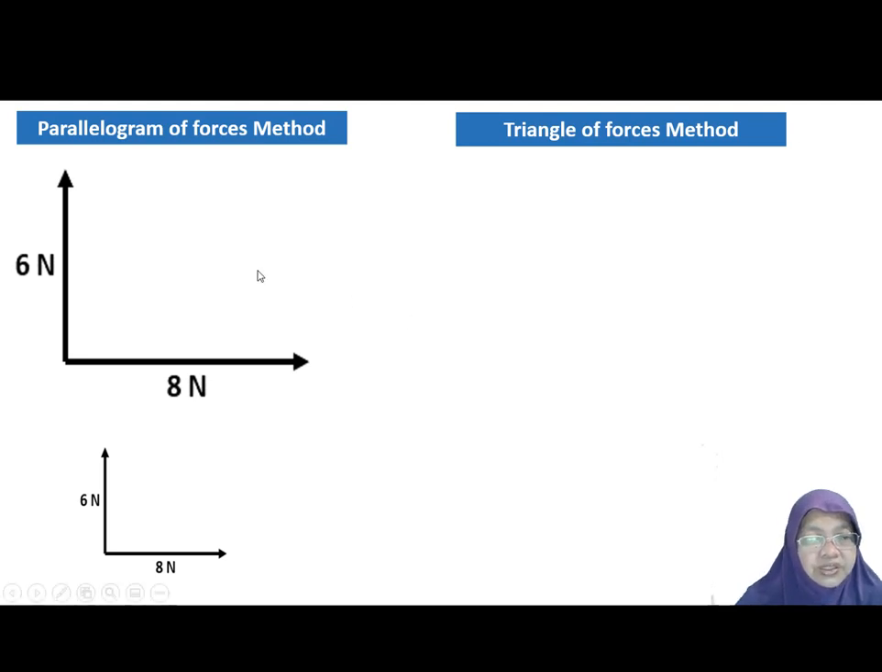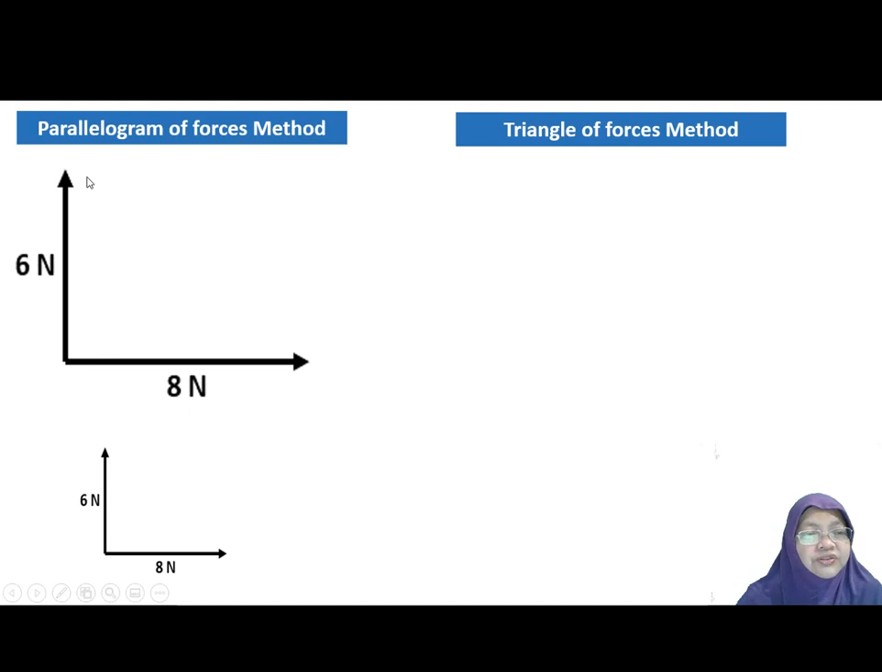The first one that we did just now is the parallelogram of forces method, and the second one is the triangle of forces method. It's very simple, just follow the direction. Okay, so we look at the first one, parallelogram method. So we still have the two forces, 6 Newton, 8 Newton, and here we have perpendicular to each other, 90 degrees, right?